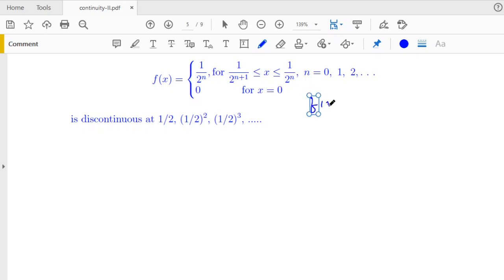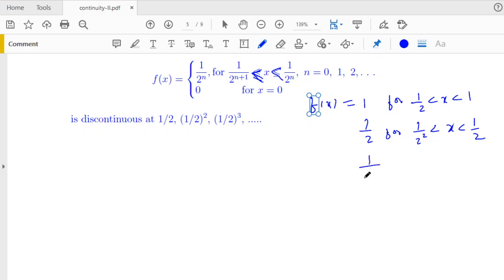Therefore, given the function value f(x) = 1, substitute n = 0 here. This value is for 1/2 ≤ x < 1. Equal to 1/2 for 1/2² ≤ x < 1/2. Equal to 1/2² for 1/2³ ≤ x < 1/2².